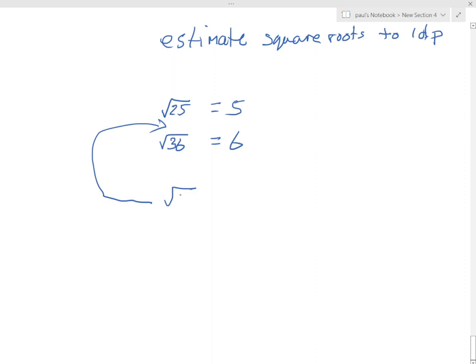But we might get this: what's the square root of 30? It's going to be in between 5 and 6. If you think, how far away from 25 is it? Well, it's 5 away from 25, and it's 6 away from 36. So we've got 25 there, 36 there, and our 30 is more or less in the middle. So we'll estimate that it might be 5.5 or 5.4, something like that.